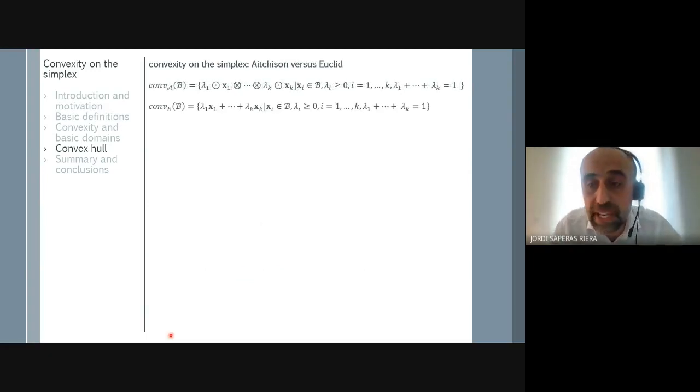We want to compare the convex hull defined with the perturbation and the powering with the convex hull defined with the sum and the product operations. We will see in the following examples that the Aitchison convex hull is a polytope of the simplex, while the Euclidean convex hull has an arbitrary geometric behavior.